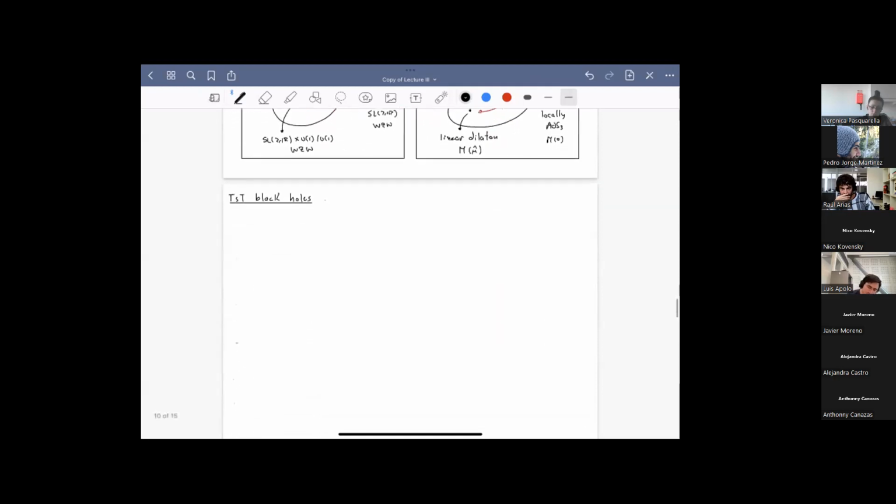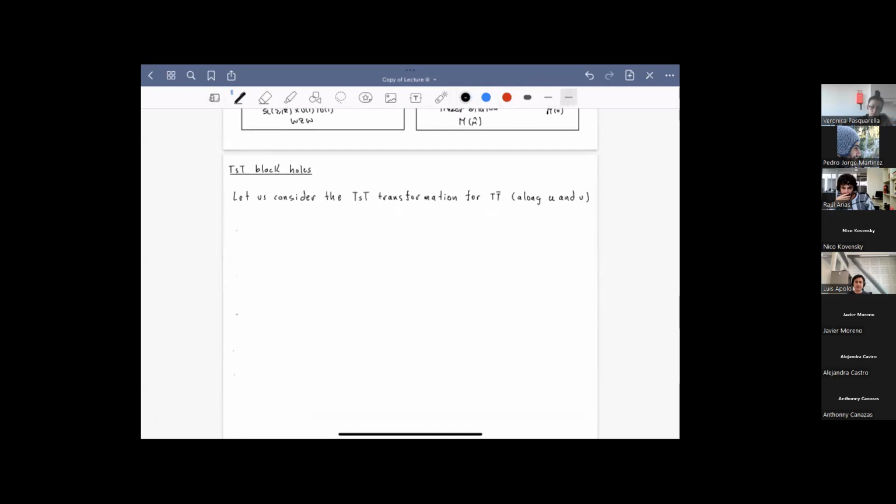So what I'm going to do is consider the TsT transformation that corresponds to TTbar, which is the subject of these lectures, where the TsT coordinates are along U and V. In other words, I'm going to take an AdS3 background, which is going to be the BTZ black hole. This is a 10-dimensional background, and this is going to yield after TsT something that I will call a TsT black hole times S3 times T4. As before, I'm going to focus on the 3-dimensional part of the spacetime.